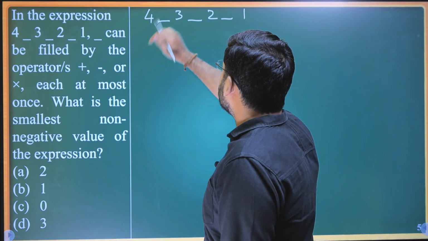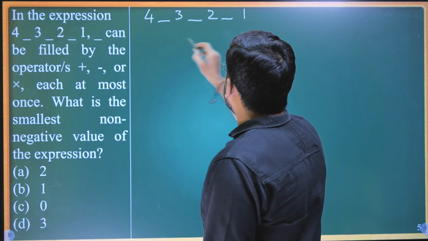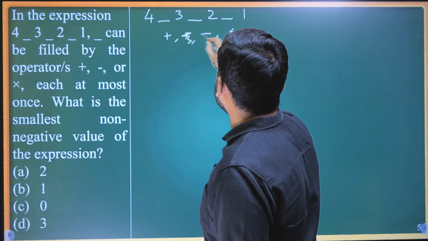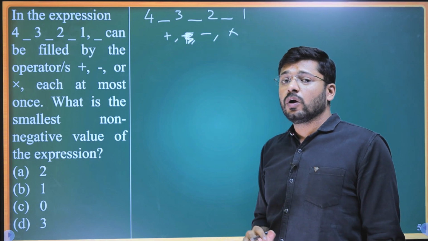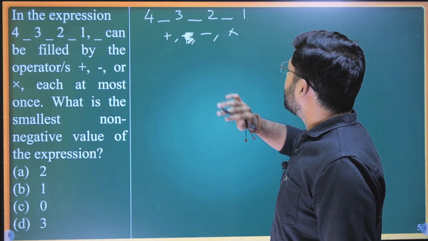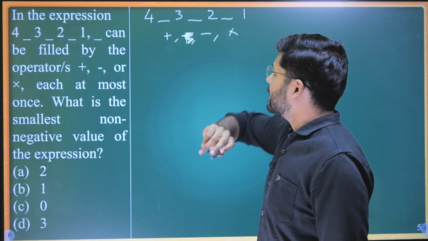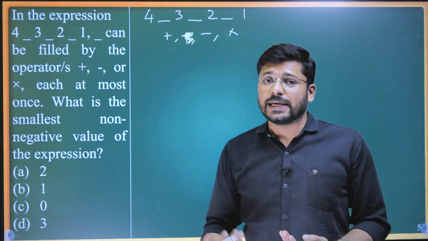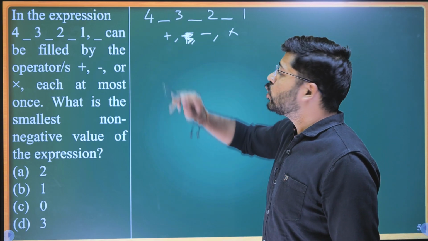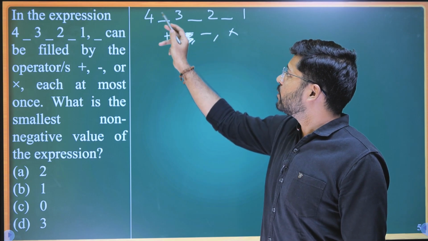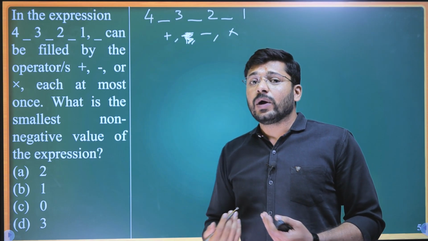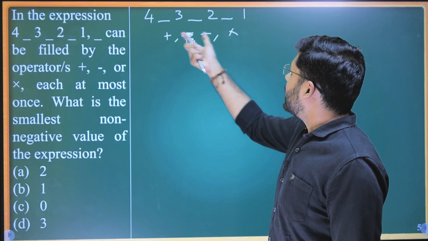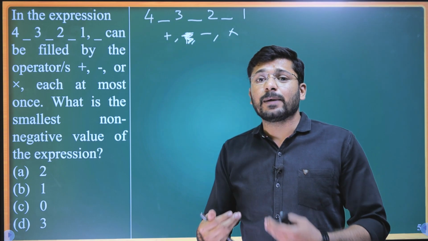Okay. Now, we have 3 operators, right? Plus, minus, and into. What we shall do, we shall not use plus here, because if we use plus here, 4 plus 3, that would be a very big number. And we shall also not use into here. Why? Because if we used into there, 4 into 3, that would be 12. That would be a very big number. So the trick here is to not use the operators which will give us a big value here itself, where the numbers are big.